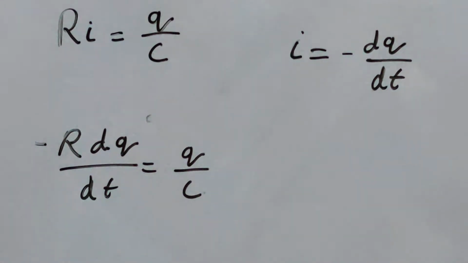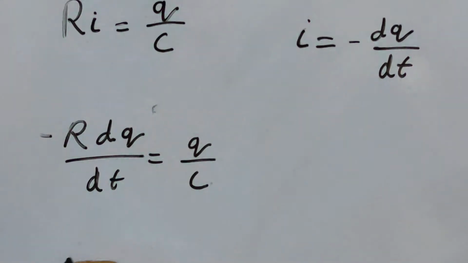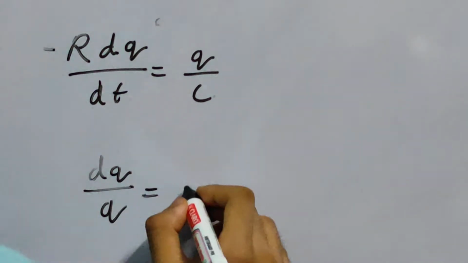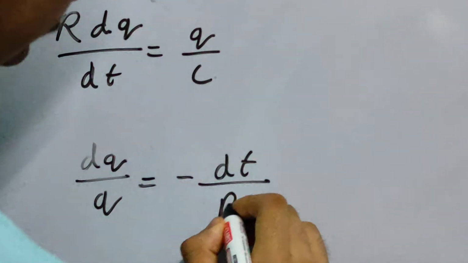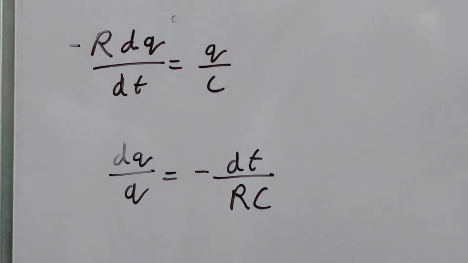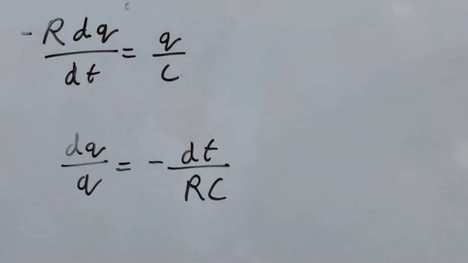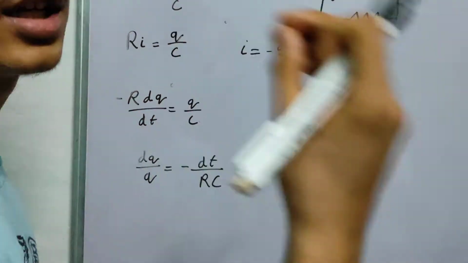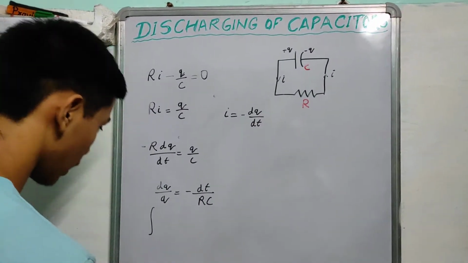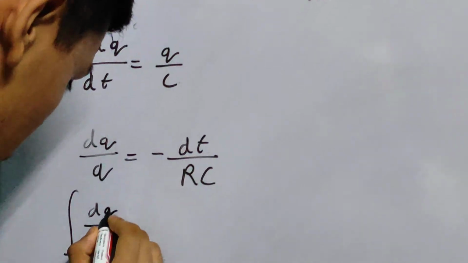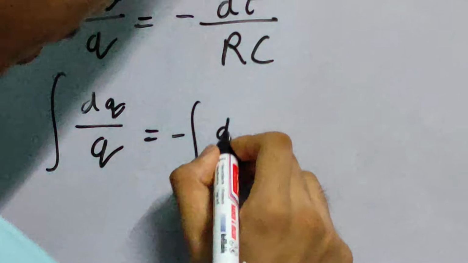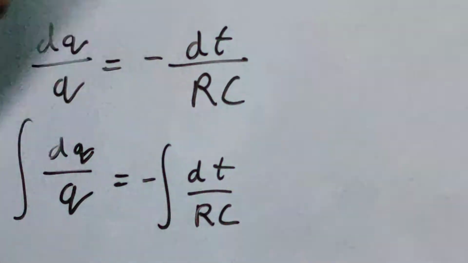Now this one is very easy to solve. We get dq by q is nothing but minus dt by RC. Easy. And now we need to sum up all these small changes, sum up all these small continuous changes. So we integrate, okay, so integral dq by q, okay, we will see what the limits are, equals minus integral dt by RC.